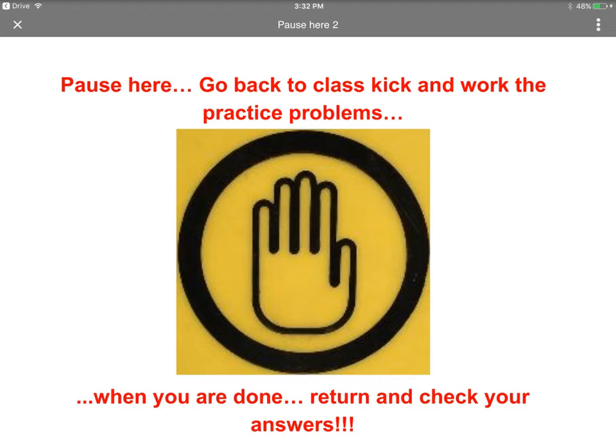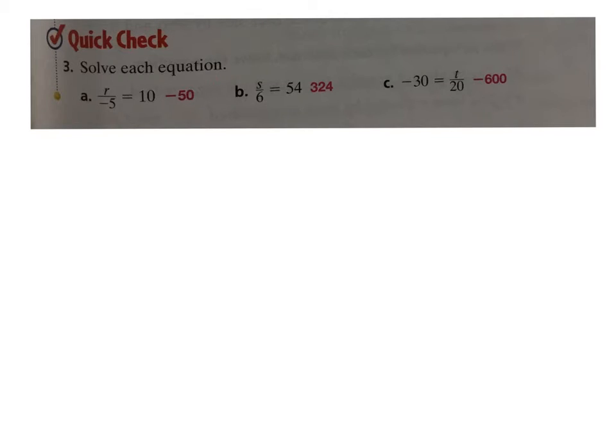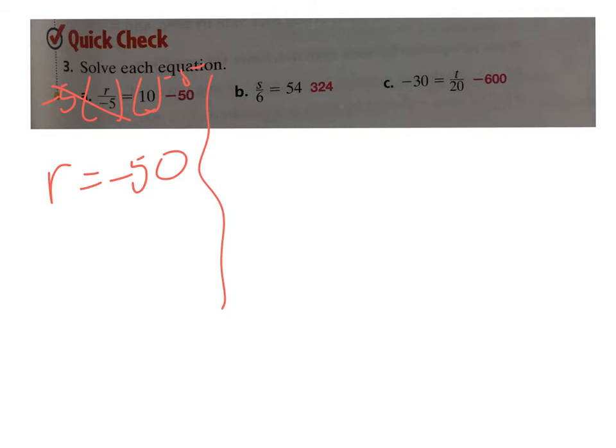Go ahead and pause, head back into class kick. It's your turn. Alrighty, so here we've got r divided by negative 5. So I'm going to multiply both sides by negative 5, right? And that means these go away. So r is negative 50. Again, a negative times a positive is negative.